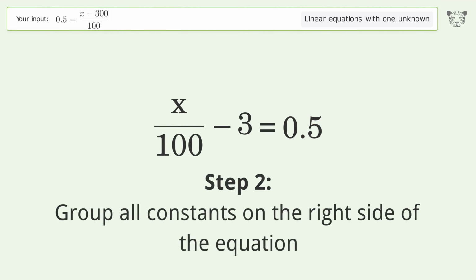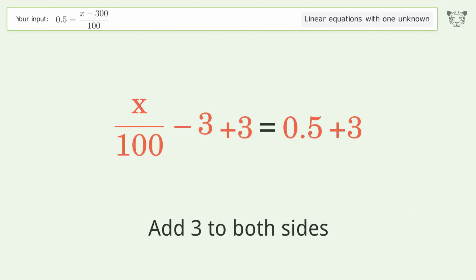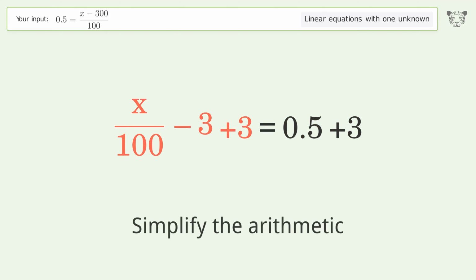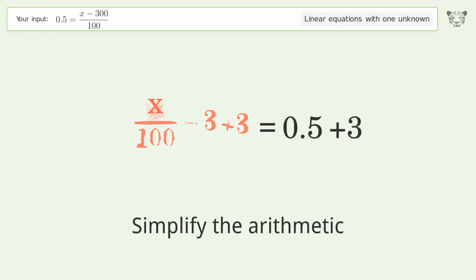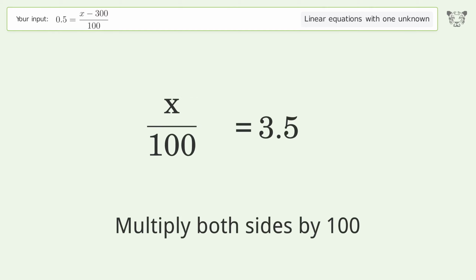Group all constants on the right side of the equation. Add 3 to both sides. Simplify the arithmetic. Isolate the x. Multiply both sides by 100.